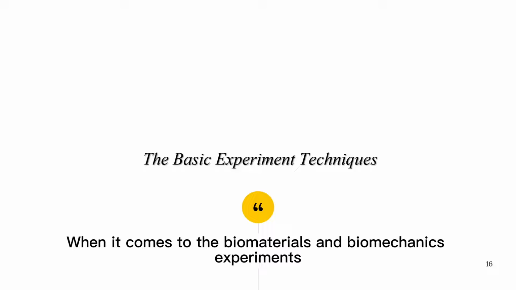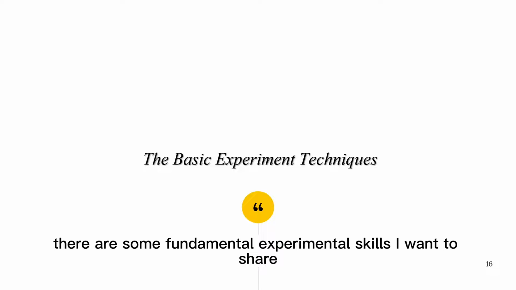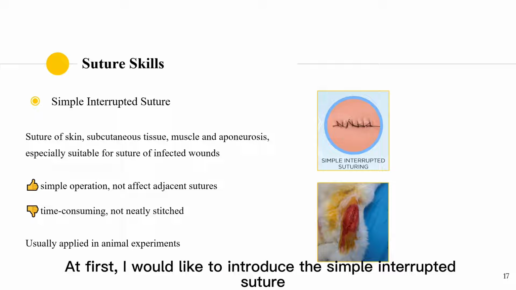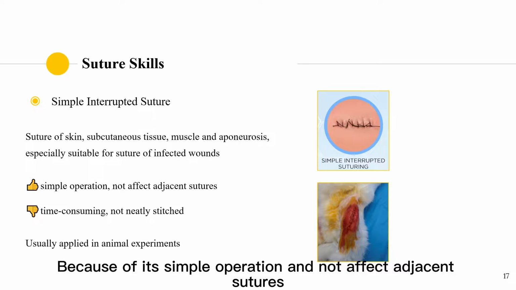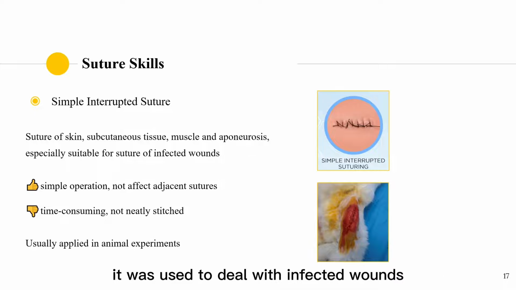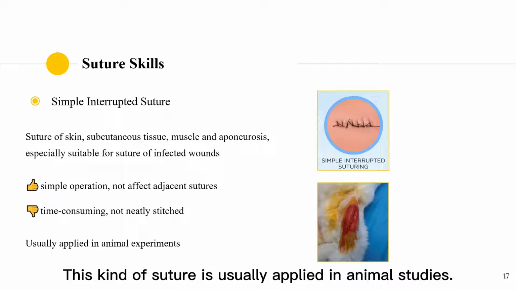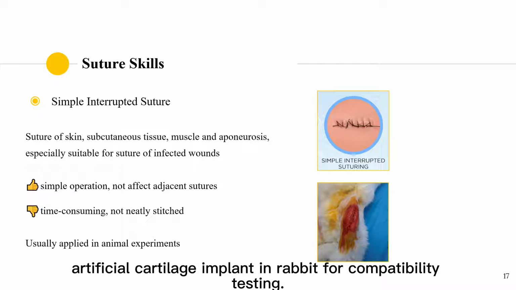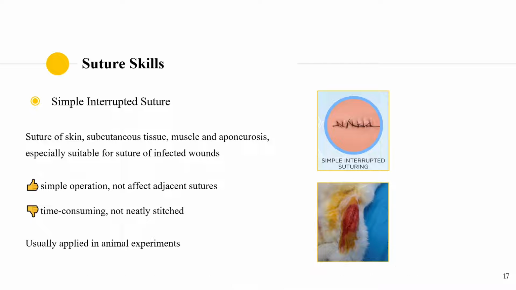When it comes to the biomaterials and biomechanics experiments, there are some fundamental experimental skills I want to share. At first, I would like to introduce the simple interrupted suture. Because of its simple operation and not affecting ejection sutures, it was used to deal with infected wounds. This kind of suture is usually applied in animal studies, for example, artificial cartilage implants in rabbits for compatibility testing.